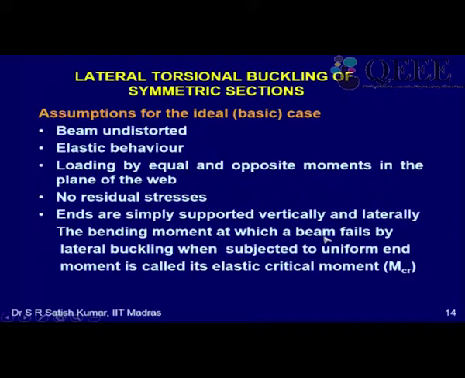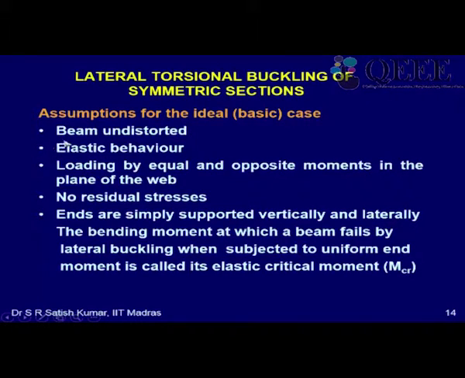So the bending moment at which such an ideal beam fails by lateral buckling when subjected to end moments is called its elastic critical moment. As I go on increasing M, when M reaches MCR, it is going to have lateral torsional buckling. Suddenly it will buckle, similar to the column. In a column, if I put an axial load, exactly when the axial load reaches P critical, it will suddenly buckle, right? But we don't see this kind of behavior in real columns because they are already imperfect.